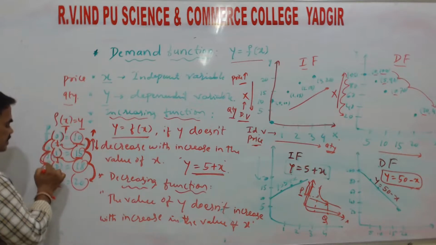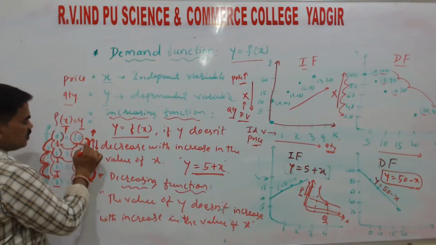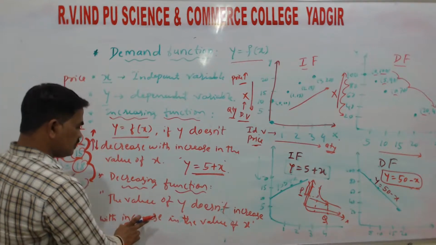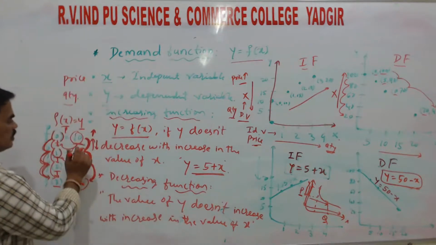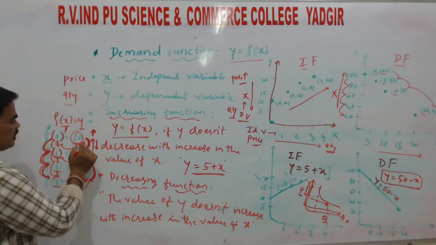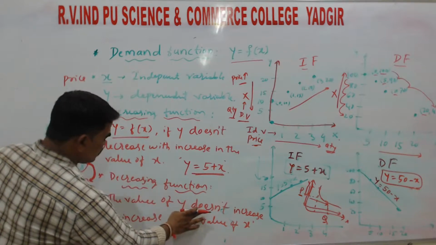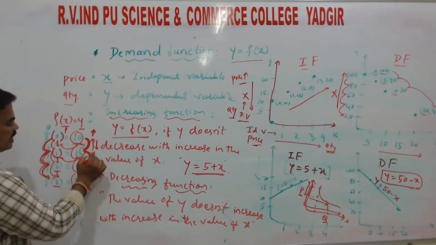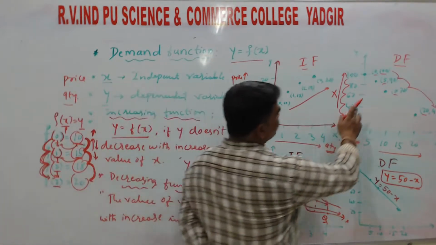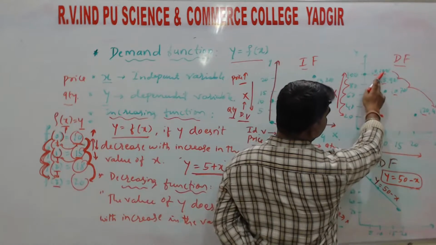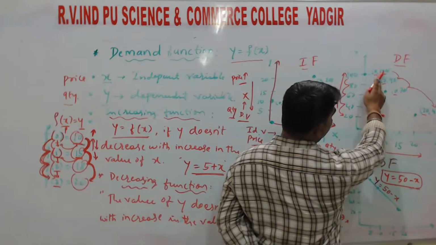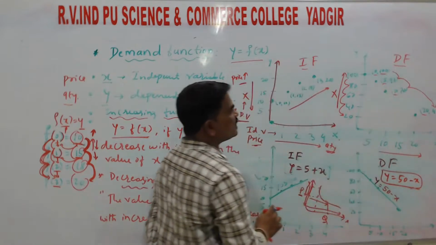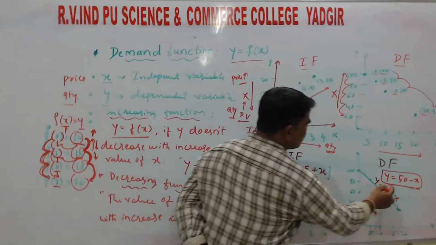With the increase in the value of x, if there is no increase in the value of y, it means the value of y is decreasing here in this case. With an increase in the value of x, there is no increase in the value of y, but the value of y is decreasing here. In this case, we will call it a decreasing function, and we will represent it in this way.